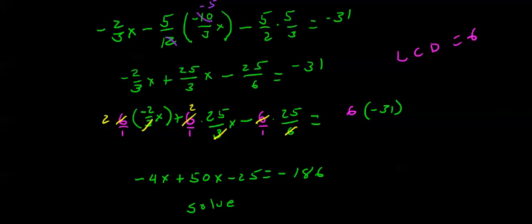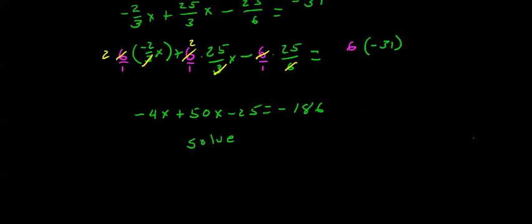I'll give you the answer because you should solve this on your own, but you know how to solve. And the answer then turns out to be negative 161 over 46, which reduces to negative 7/2. And that's our answer.